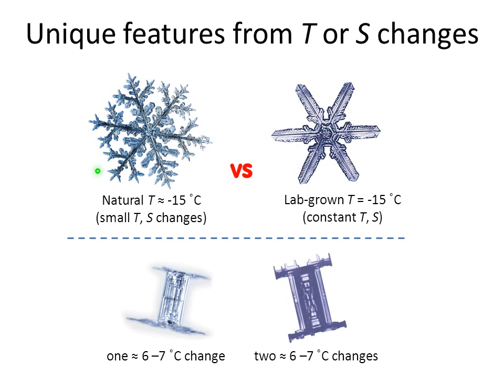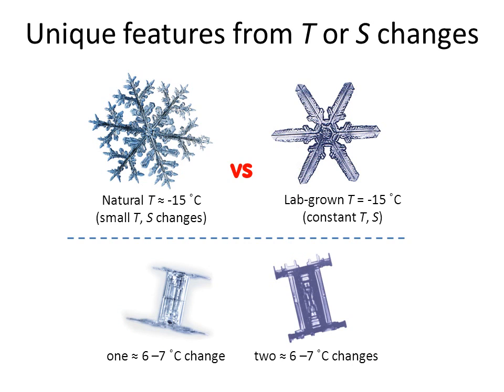So consider this natural dendrite. We know from Nakaya's habit map that this guy grew around -15 and near water saturation. But in a natural cloud, it had fluctuations in temperature and supersaturation. Compare it to a guy that was grown under the same average conditions, but constant conditions, no fluctuations. You can see, for example, that this one doesn't have the side branches. I would guess then that for the same size, this fellow would fall faster. And larger temperature changes can have larger effects.